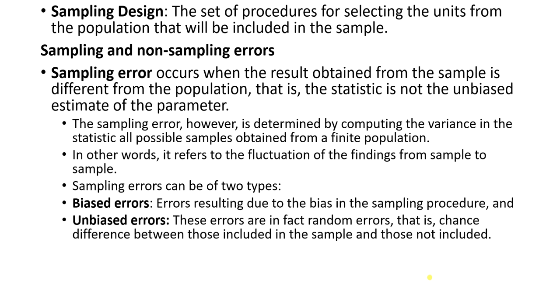The finding of one sample will differ from the finding of the other. On average, the dispersion across all possible samples will be the variance in the statistics, and that variance, that is the square of the standard deviation of all possible statistics, will represent the sampling error. So, in simpler terms, we can say that sampling error refers to the fluctuations of the findings from one sample to the other sample.